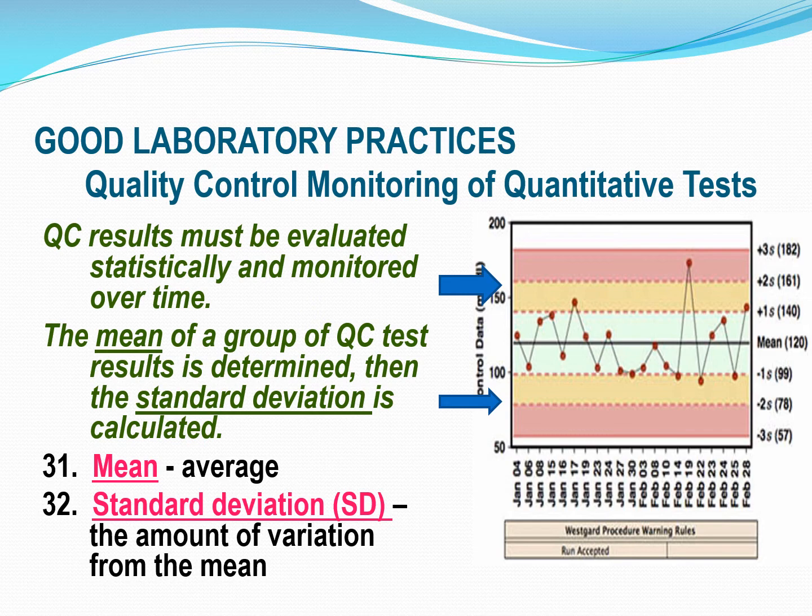So still on good laboratory practices, and we're still talking about QC, the QC results must be evaluated statistically and monitored over time. The mean of a group of QC test results is determined, then the standard deviation is calculated. So the mean is the average, and the standard deviation is the amount of variation from that mean, right? If you'll see on this example, there's that big black line running in the middle. That's your mean, so your mean is 120. Plus one standard deviation above that is 140, minus one standard deviation is 99, okay? Here are your results graphed from 50 to 200 on your far left-hand side, your standard deviation and your mean listed on your right-hand side, and across the bottom are the dates that you ran your quality control, okay?